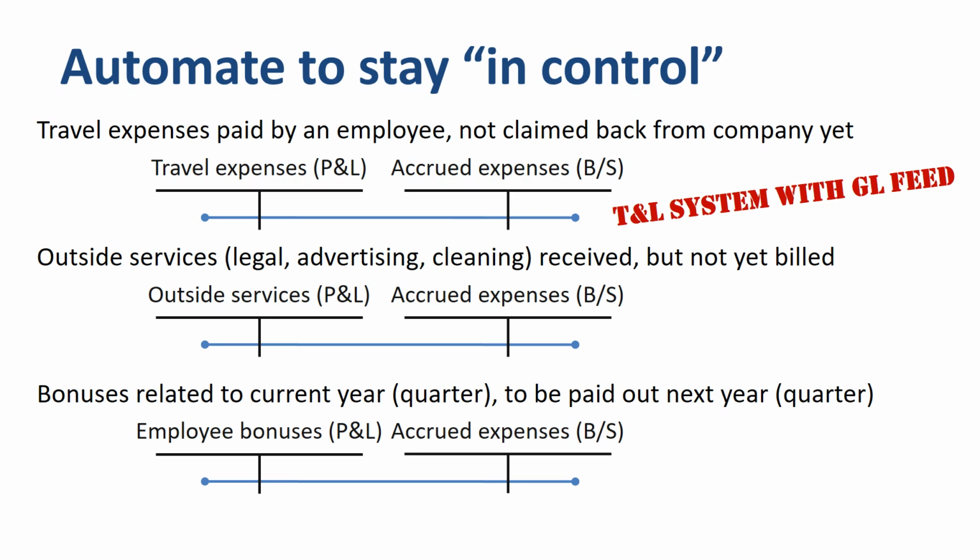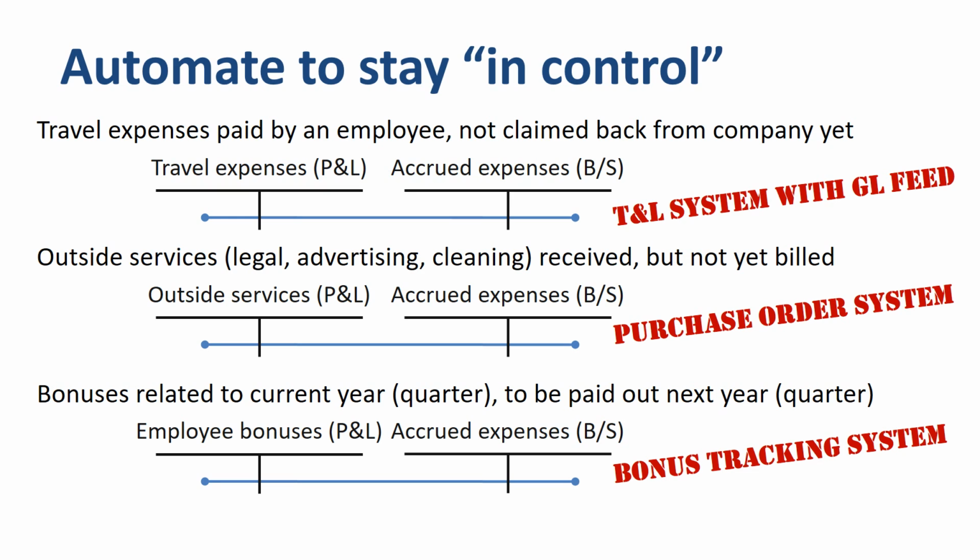For outside services, it would be good to use a purchase order system where you can record the receipt of a service and receipt of the invoice for that service separately, match the related documents, and use the list of open purchase orders for your accruals. For bonus target setting, progress tracking, and payment processing, a bonus tracking system can be put in place.